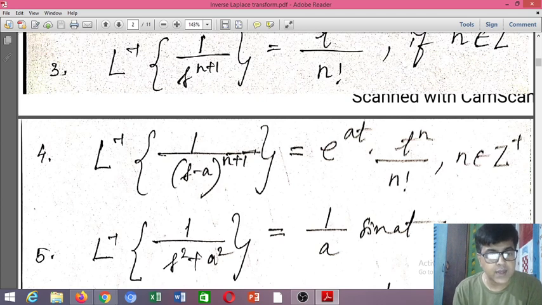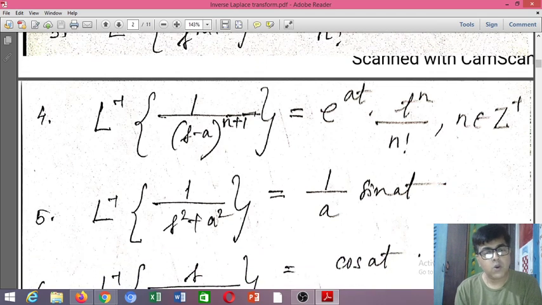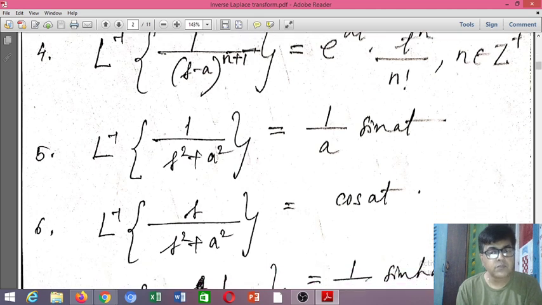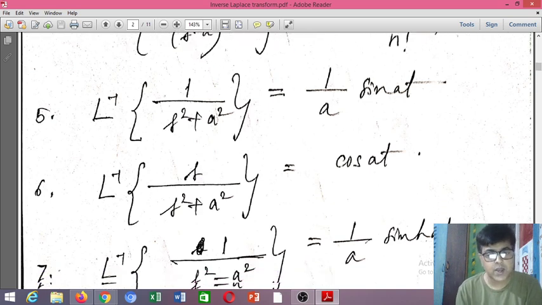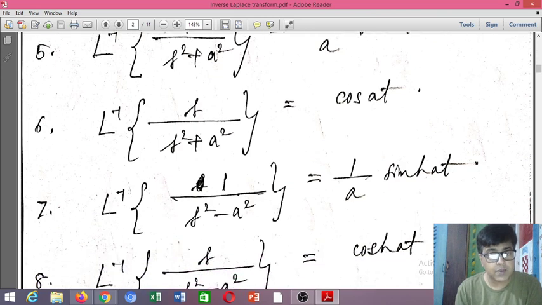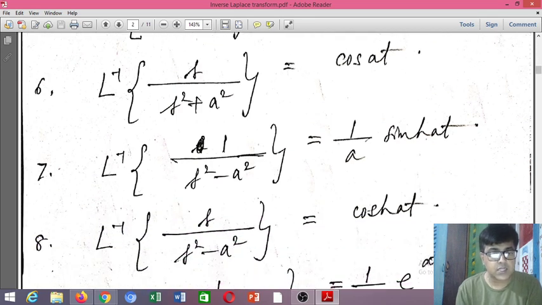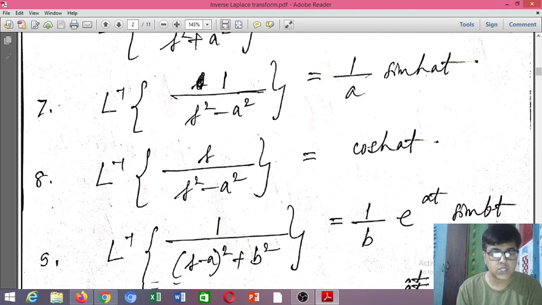Similarly, 1 by a sin at is the inverse Laplace transform of 1 by s square plus a square, because a is a constant, so we can bring it down. Cos at is the inverse Laplace transform of s by s square plus a square. 1 by a sin hyperbolic at is the inverse Laplace transform of 1 by s square minus a square. And lastly, cos hyperbolic at is the inverse Laplace transform of s by s square minus a square.